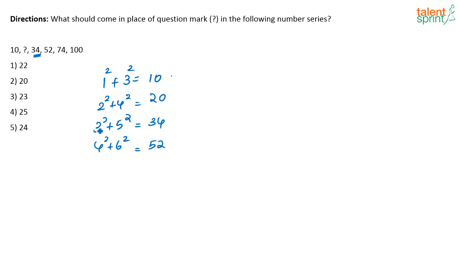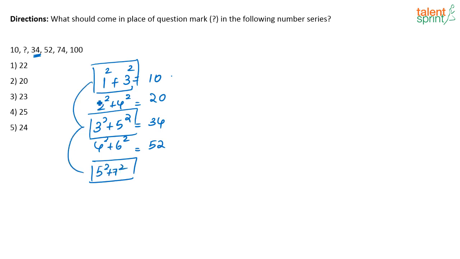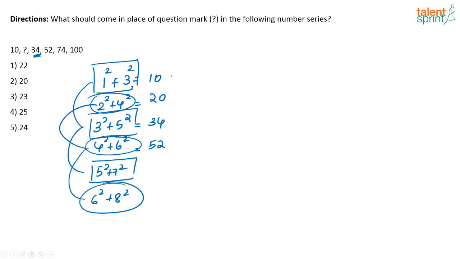See, 1 3, 3 5, okay, then you have, see, it's like this, 1 3, 3 5, so here what will come? It will be 5 squared plus 7 squared, right? Now here then similarly 2 squared plus 4 squared, 4 squared plus 6 squared, so what will come here? 6 squared plus 8 squared. So that is the logic that has been followed, okay. So the answer that we are looking for is option 2, 20.